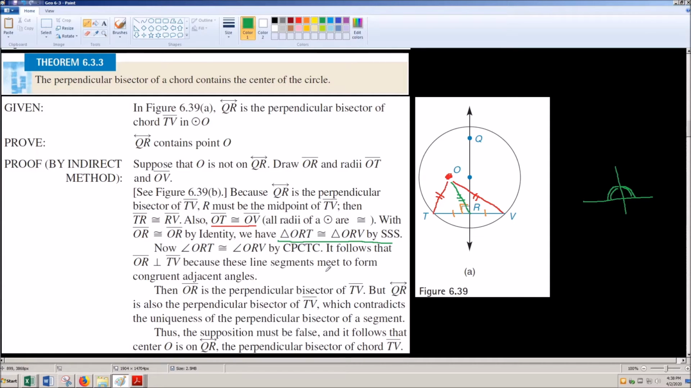So then OR is the perpendicular bisector of TV, but QR is also the perpendicular bisector of TV, which basically means O must really lie on this RQ line. So we see that that's a contradiction, and therefore O must also lie on this. Thus, the supposition must be false, the thing we just assumed to start, and so therefore it follows that O is the center on QR, and the perpendicular bisector of the chord is TV, or excuse me, of the chord TV.